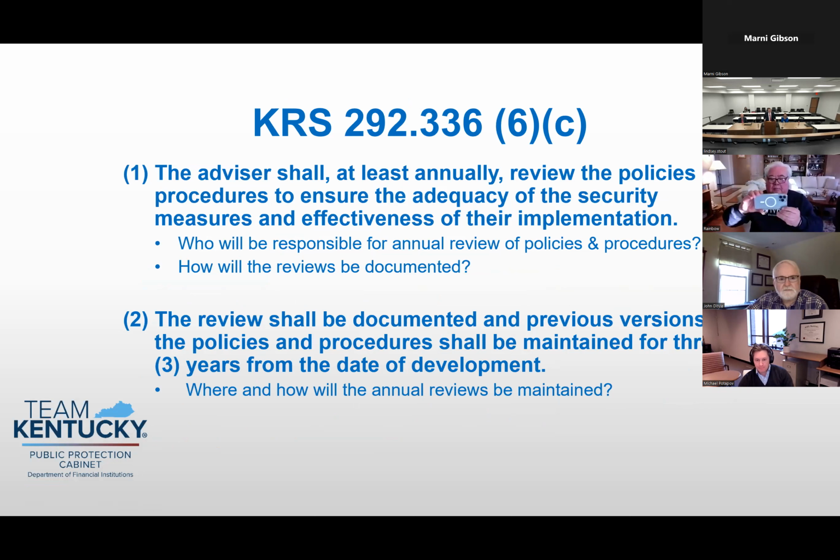Finally, as part of the assessment, KRS 292-336 6C says that you also shall annually review your policies and procedures to ensure the adequacy of the security measures and how effective they have been. You need to determine as you're putting your plans together who is responsible for that review and how they will be documented.